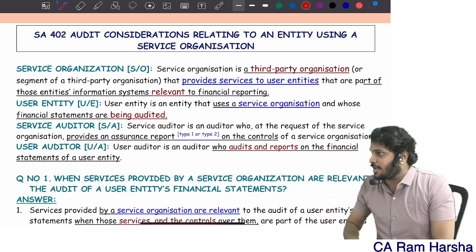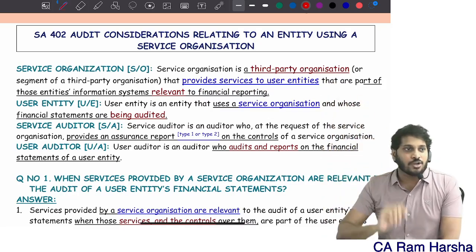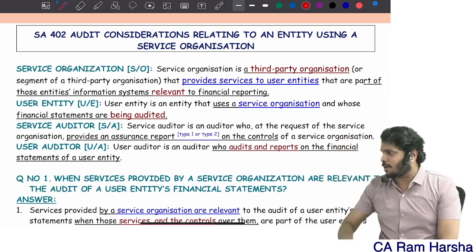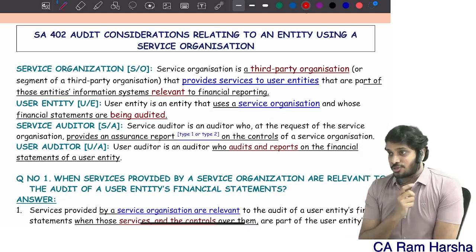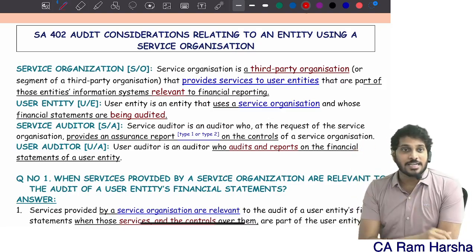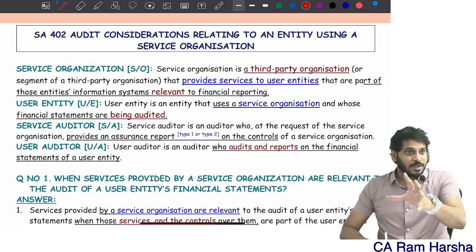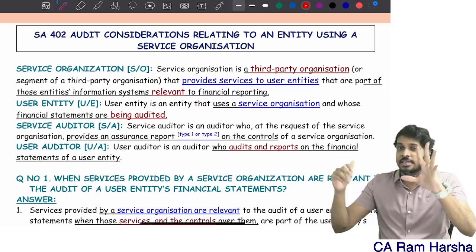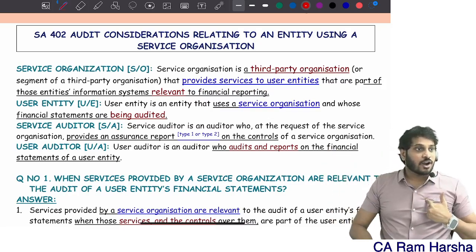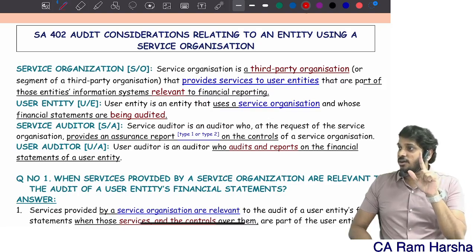We asked the company auditor, the client auditor. The client auditor said, okay, no problem, I will use it. This is called Type 1 and Type 2 reports. These are called what? Type 1 and Type 2 reports. Now, the company for whom we are auditors, Hindustan Unilever, right? Hindustan Unilever in this example is called the user entity. We are auditors of Hindustan Unilever, right? We are called the user auditor.